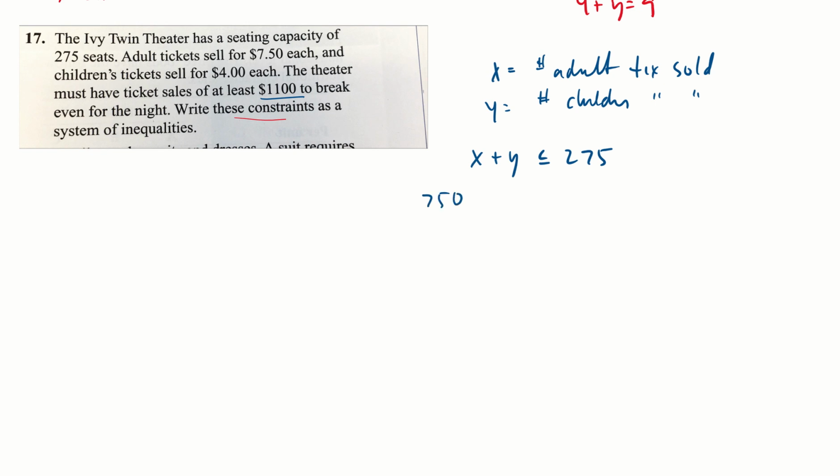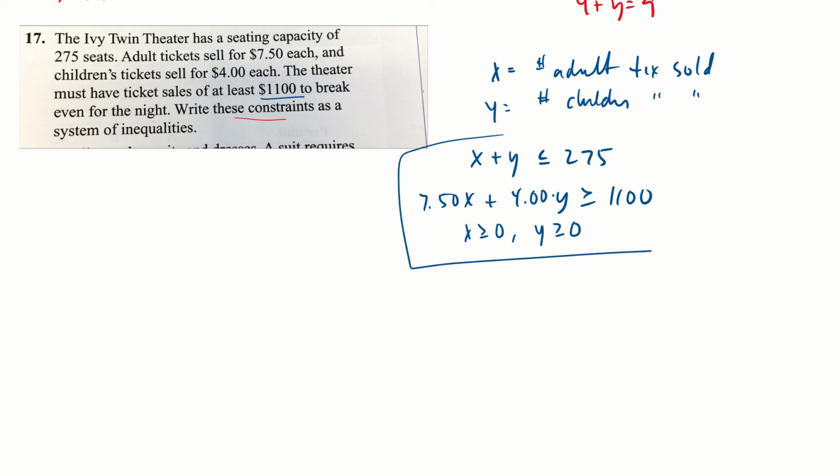So $7.50 times the number of adult tickets plus $4 times the number of kid tickets has to be at least 1,100 because we want to break even. And we certainly know that you have to sell positive adult and positive kid tickets. So there's my constraints. All right, and what they're probably going to ask is what's the maximum profit, but they didn't ask that, so we don't have to worry about it right now. Okay.